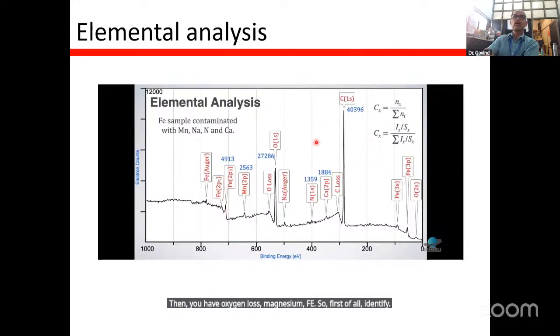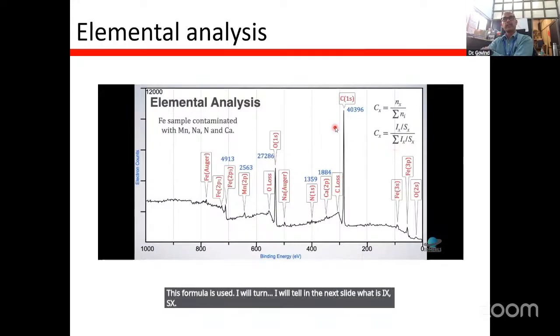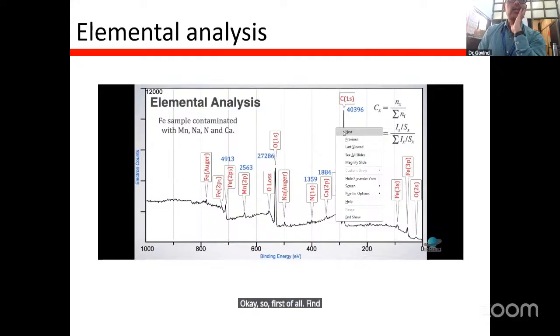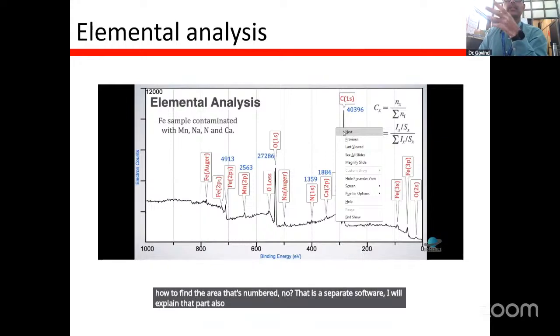Then what you have to do is identify and find the area under the curve. Now this is the equation where Cx is the percentage. See how to find the percentage, this formula is used. I will tell in the next slide what Ix and Sx are. First of all, find the area under each curve. How to find the area? That is a separate software. I will explain that part also during the upcoming slide.